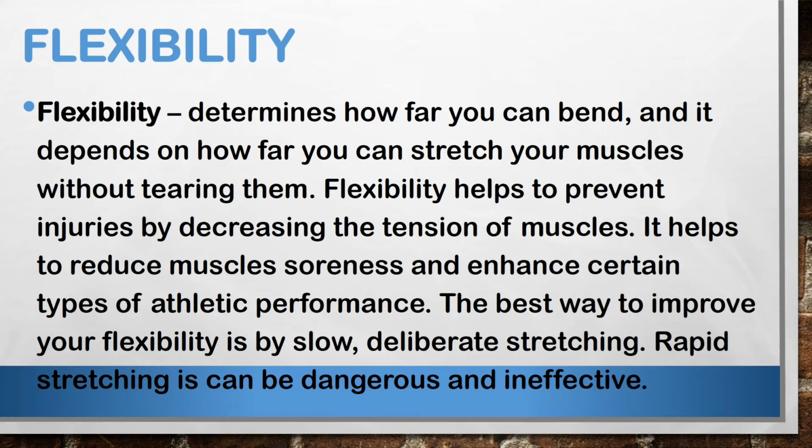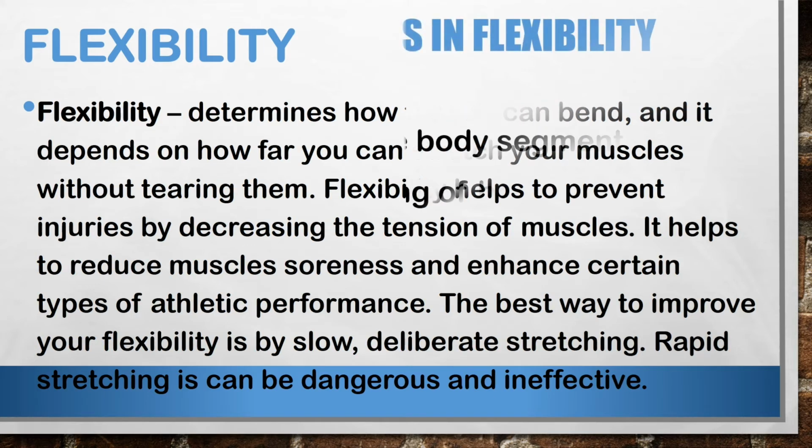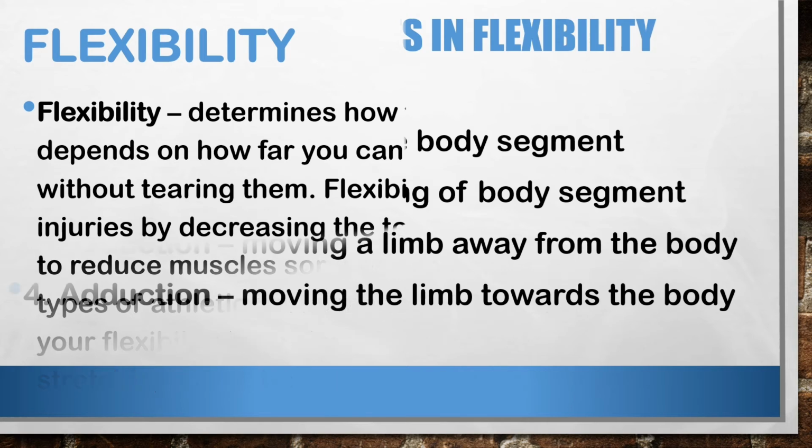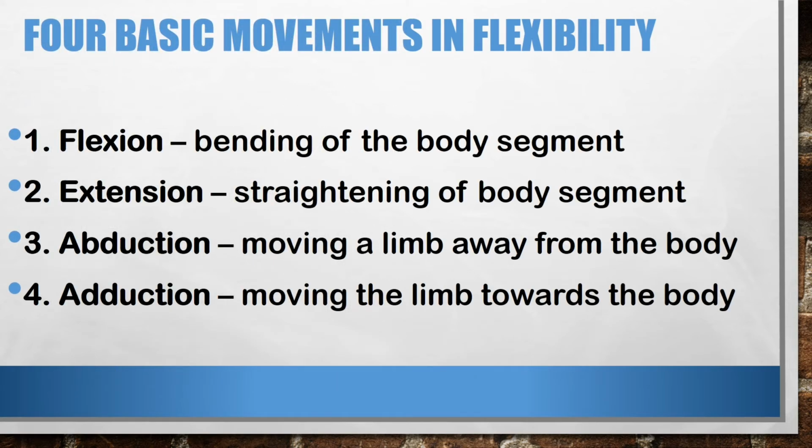Next is the flexibility. The flexibility determines how far you can bend, and it depends on how you can stretch your muscles without tearing them. Flexibility helps to prevent injuries by decreasing the tension of muscles. It also helps to reduce muscle soreness and enhance certain types of athletic performance. The best way to improve your flexibility is by slow, deliberate stretching. Rapid stretching can be dangerous and ineffective.